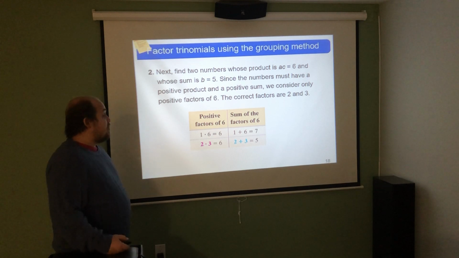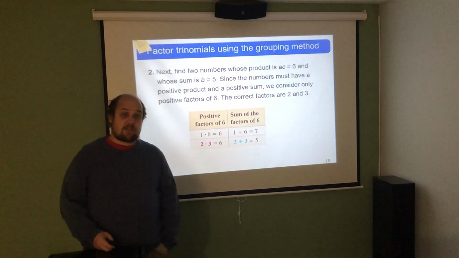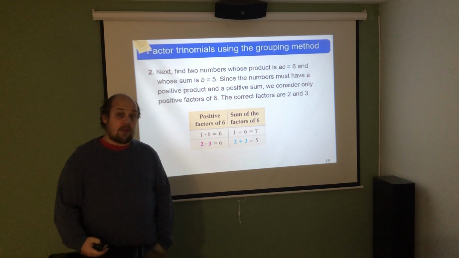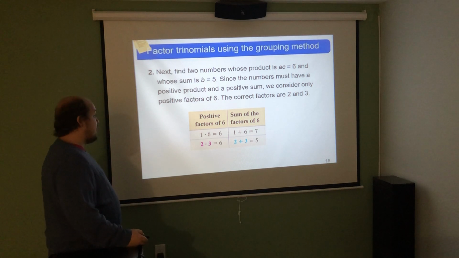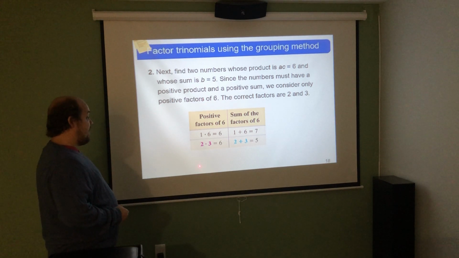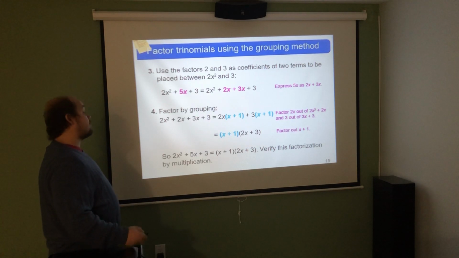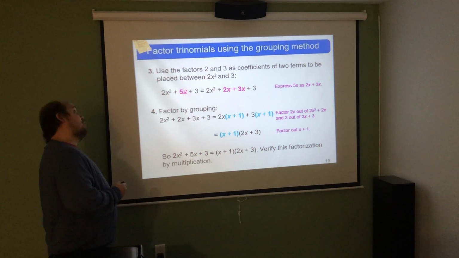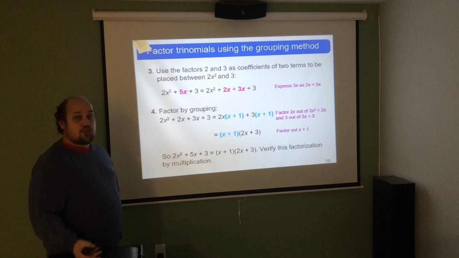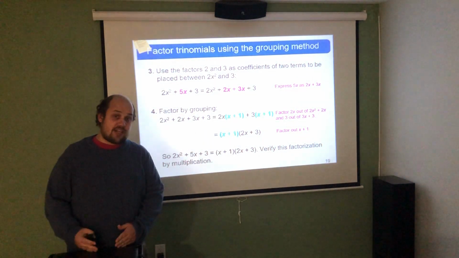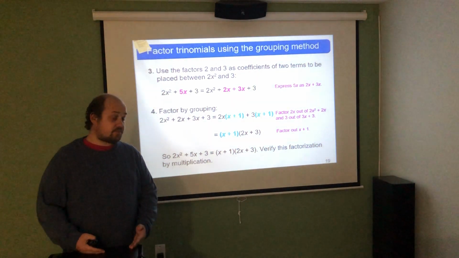We then need to consider the b the same way we have in the past, which is just the coefficient on the middle term. The b in this case is 5. So we're looking for two things that multiply to 6 and add to 5. 2 times 3 multiplies to 6. 2 plus 3 adds to 5. We now know we can break up this 5x into a positive 2x and a positive 3x, because 2 and 3 were my factors for multiplication and for addition.